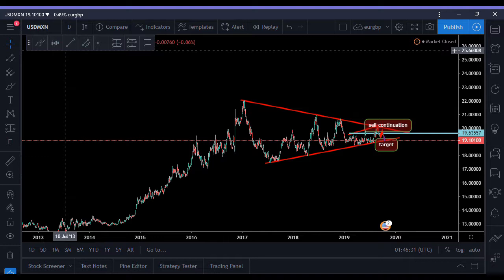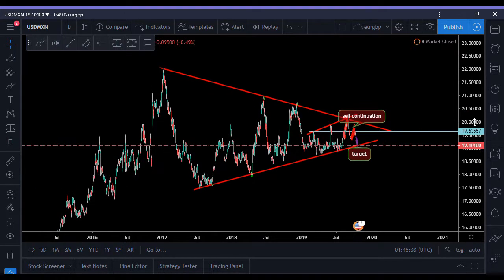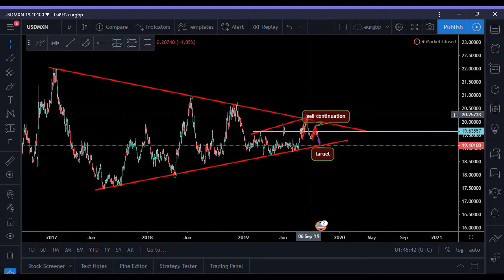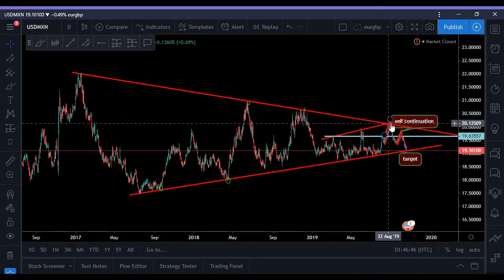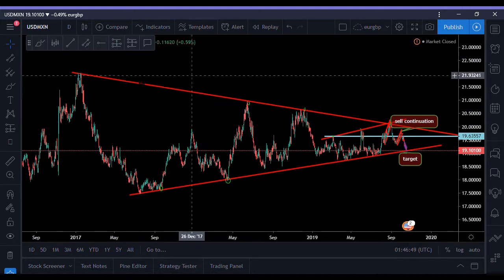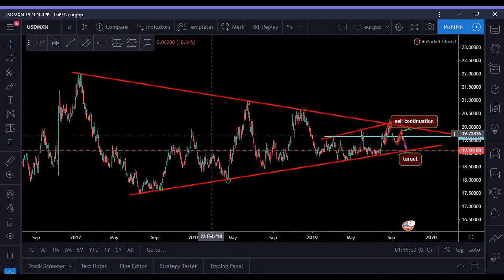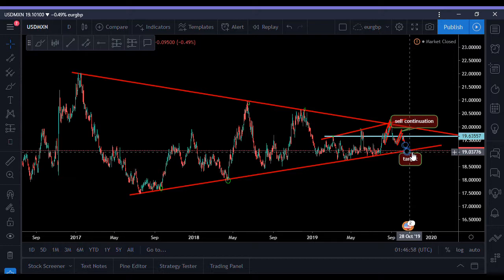Today's first pair is USD Mexican peso. If you've been following us for a while now, this pair has been on our watch list for a long time. Our first trade when I started trading this pair was around this area. Overall, we have a triangle with 1, 2, 3, 4 touches over this area, then 1, 2, 3, 4, and we had the fifth touch on Friday for this area.